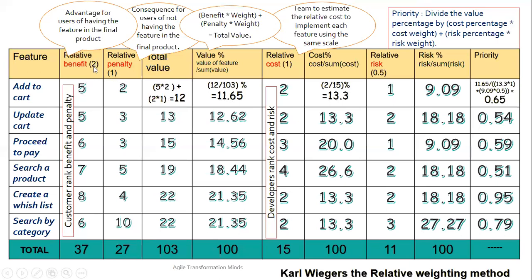You can even put benefit as 1 if you wish. So it comes as 103. Now you calculate the value percent. So value percent is actually your value for the individual feature divided by total value. So that is 11.65%. Now you calculate all the percent.